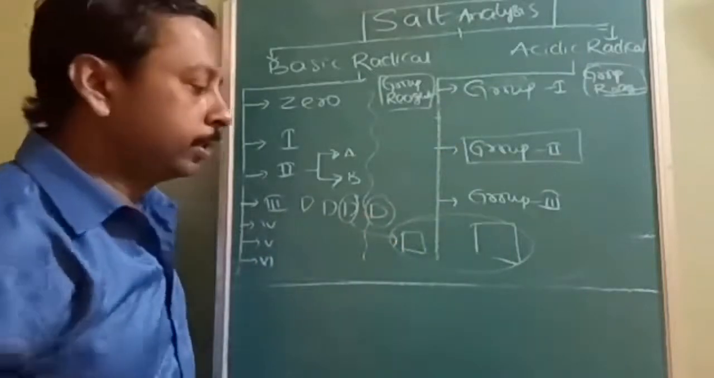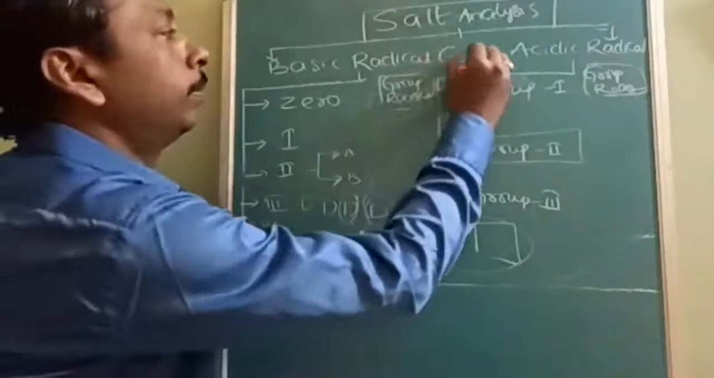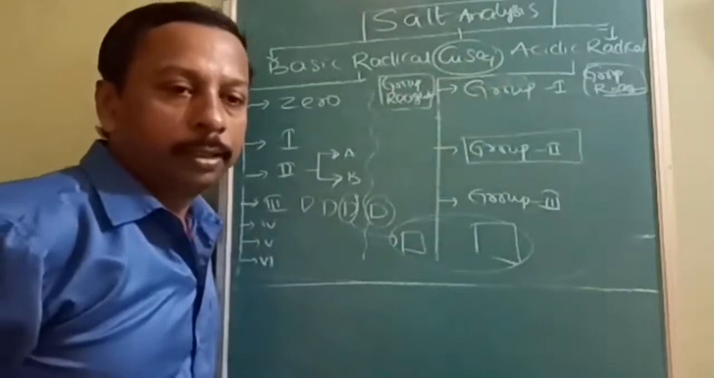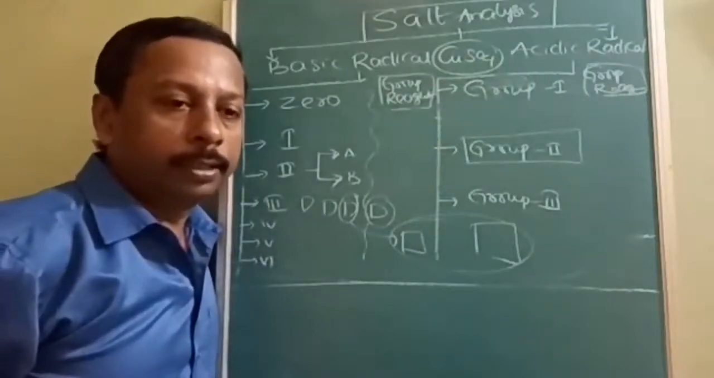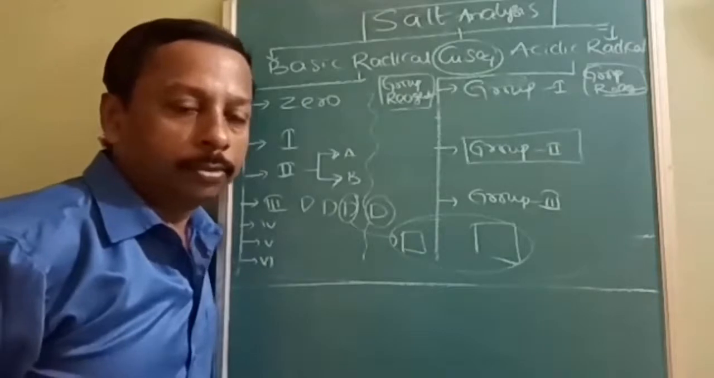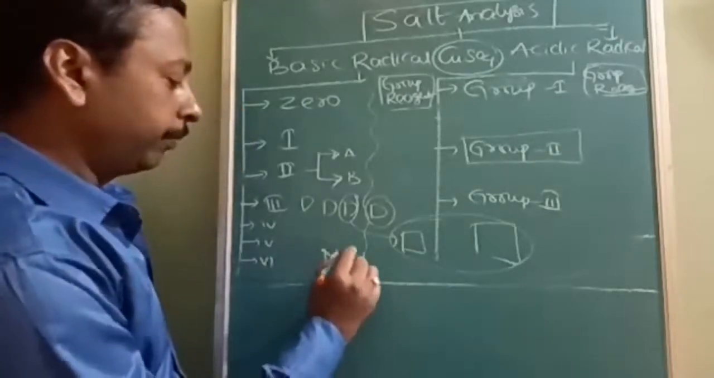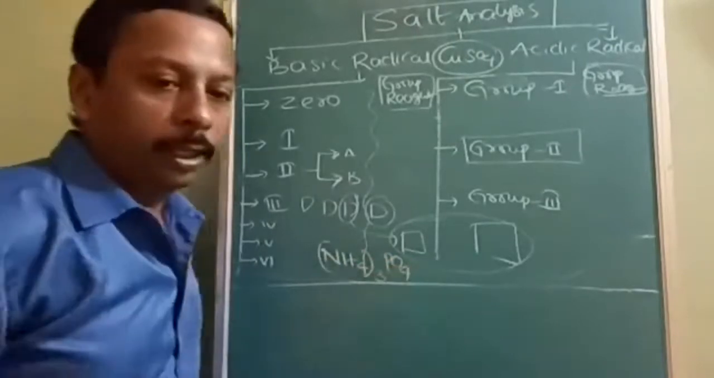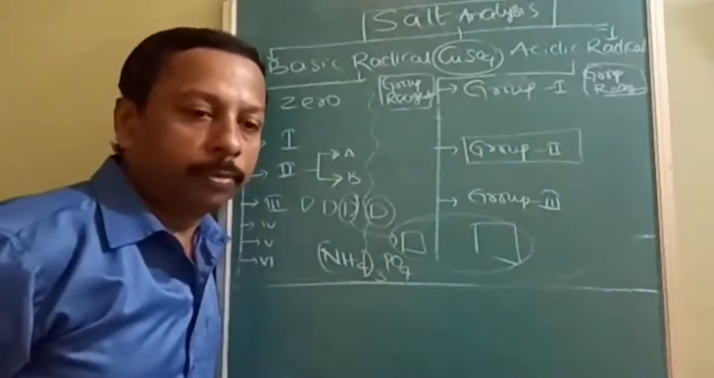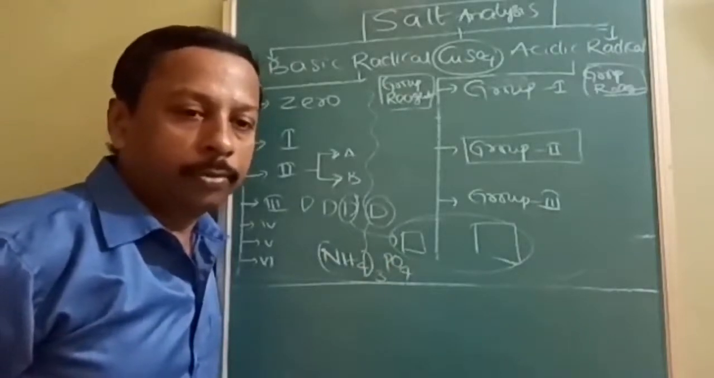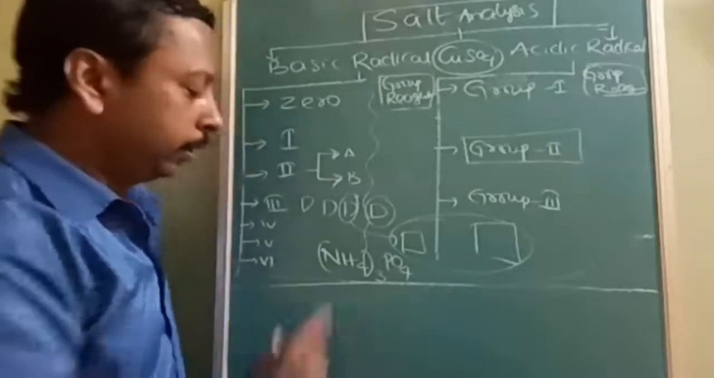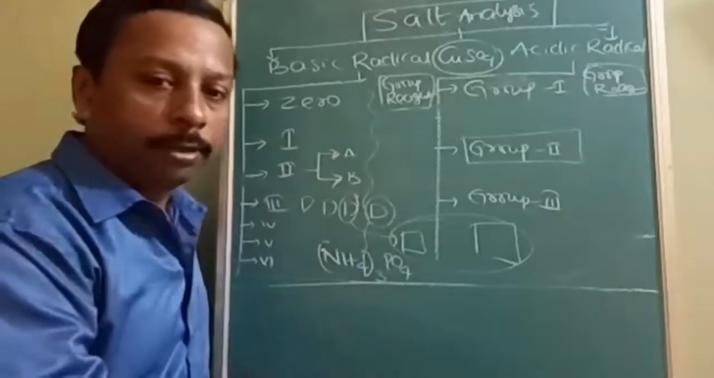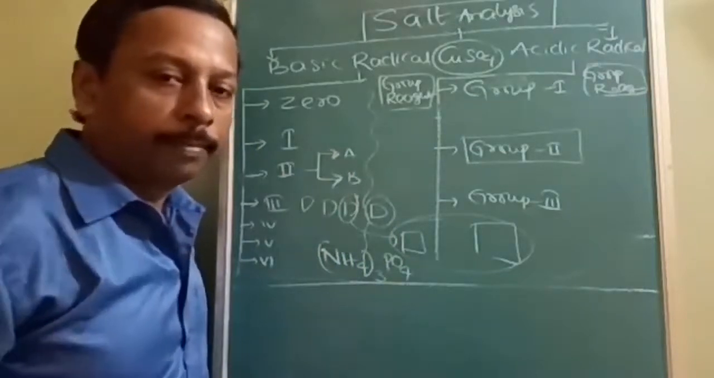Let us take copper sulfate. What is the basic radical here? Copper 2 plus is the basic radical. Sulfate is the acidic radical. If I take NH4 thrice PO4, here NH4 positive is the basic radical, PO4 is the acidic radical. Likewise, there will be different numbers of acidic and basic radicals.